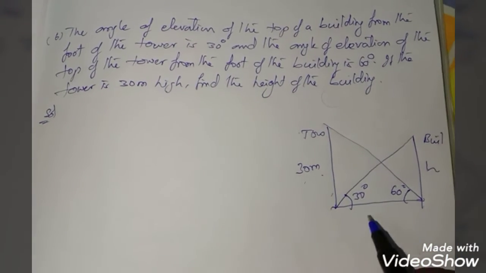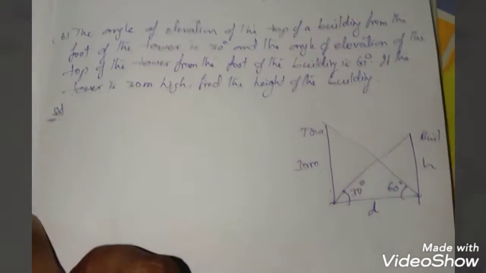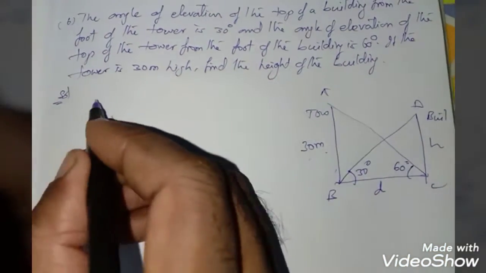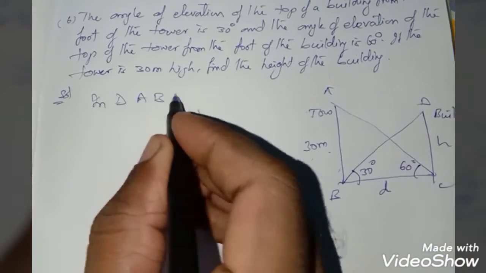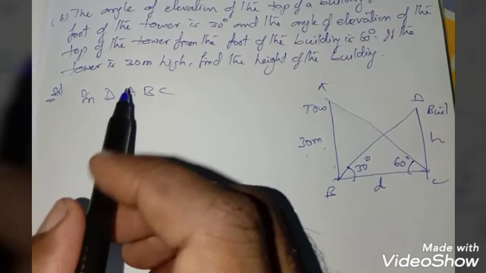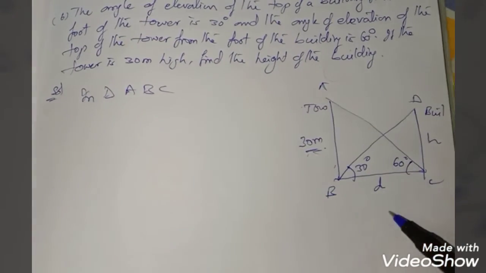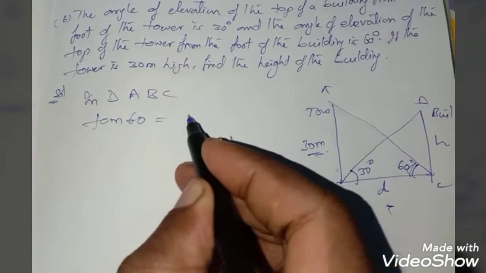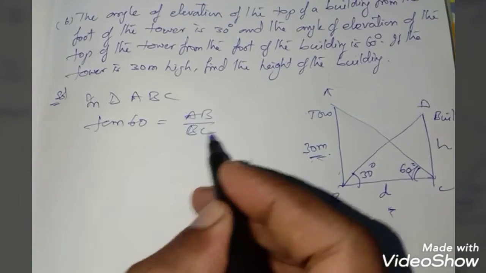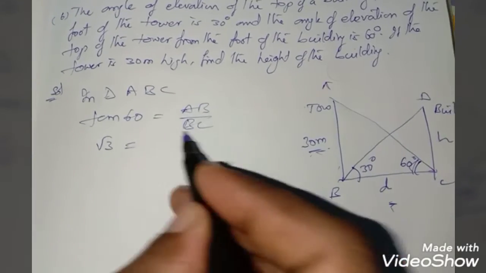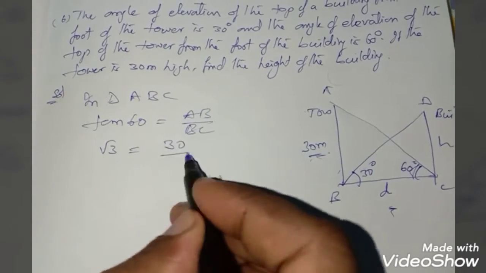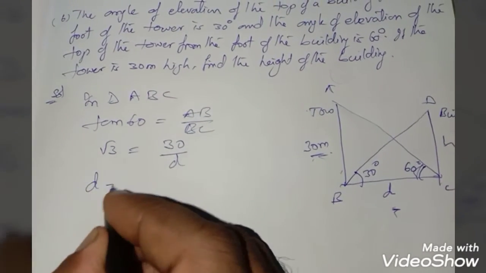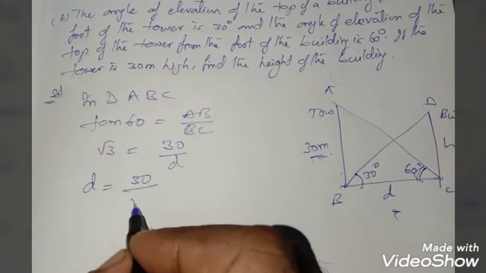So before finding this height, you need the distance between the tower and the building. If I name this as A, B, C and D. Now in triangle ABC, we have the opposite side and adjacent side of angle 60, that is tan 60 is equal to AB by BC. Now your tan 60 value is root 3, equal to AB value 30 by D. Right, now if I cross multiply, D is equal to 30 by root 3.